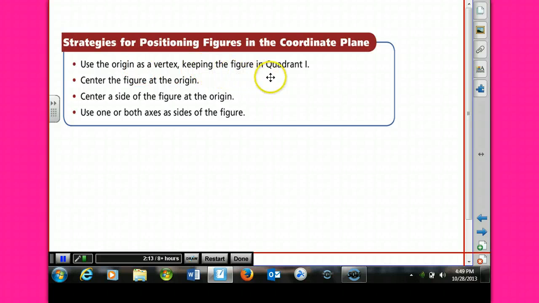Keeping your figure in quadrant 1 can also reduce the complexity, right? We could use a different strategy and center the figure at the origin. Or we could even center a side of the figure at the origin. And the final strategy for making these proofs easier is to use one or both axes, the x and y axes, as sides of the figure.